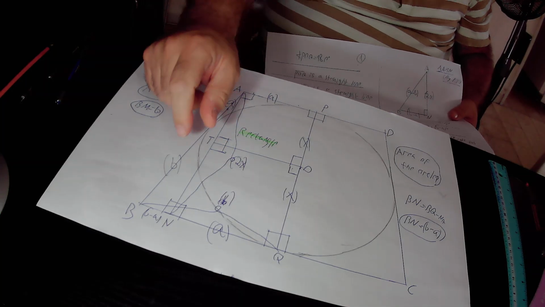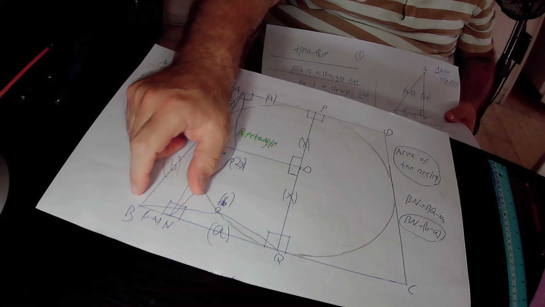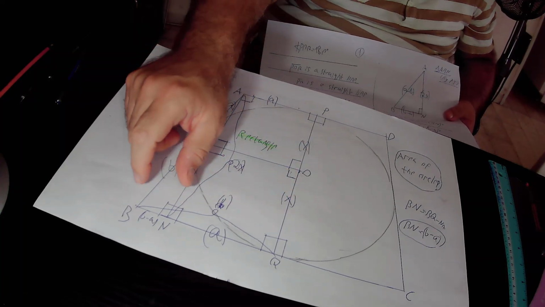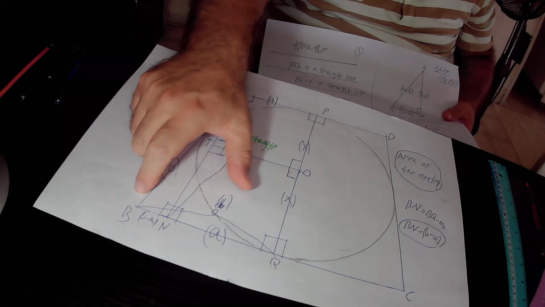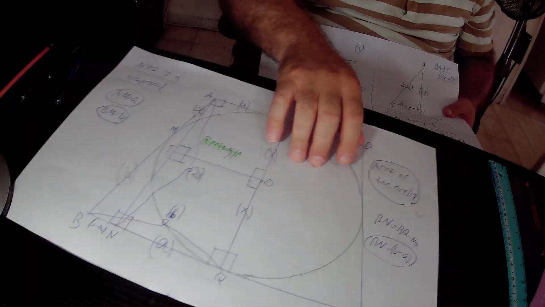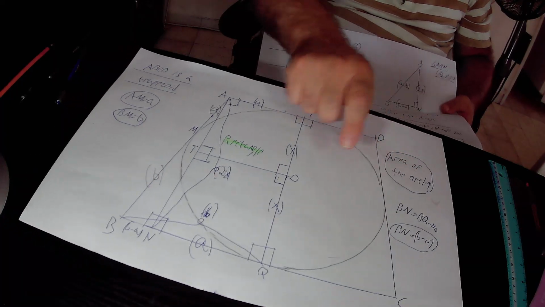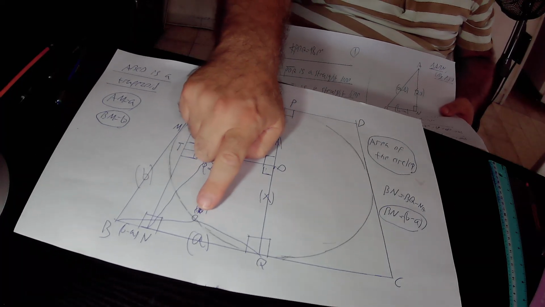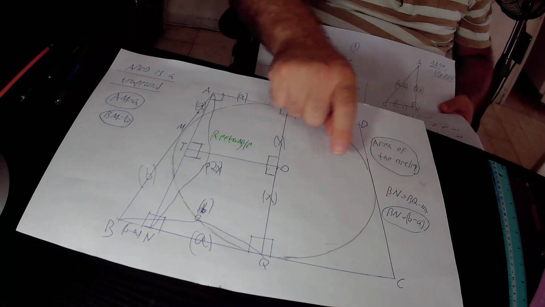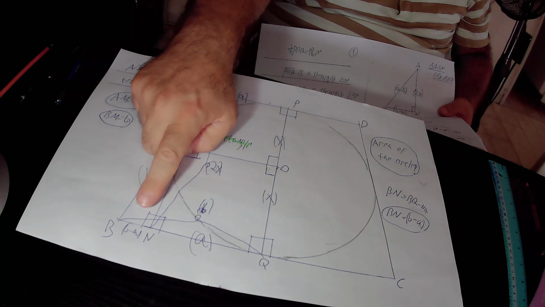What is the length of the missing line segment NB? NB equals BQ minus NQ. So NB equals BQ, that is b, minus NQ, that is a. So in total, BN equals b minus a units in its length.